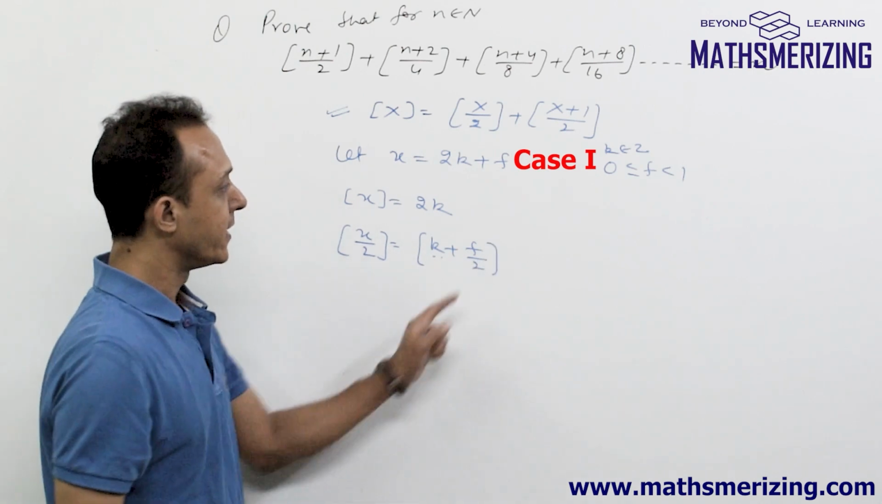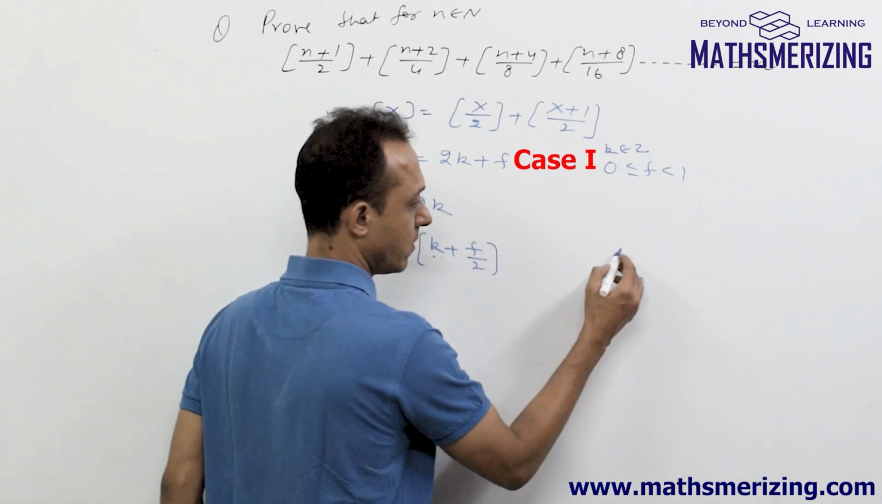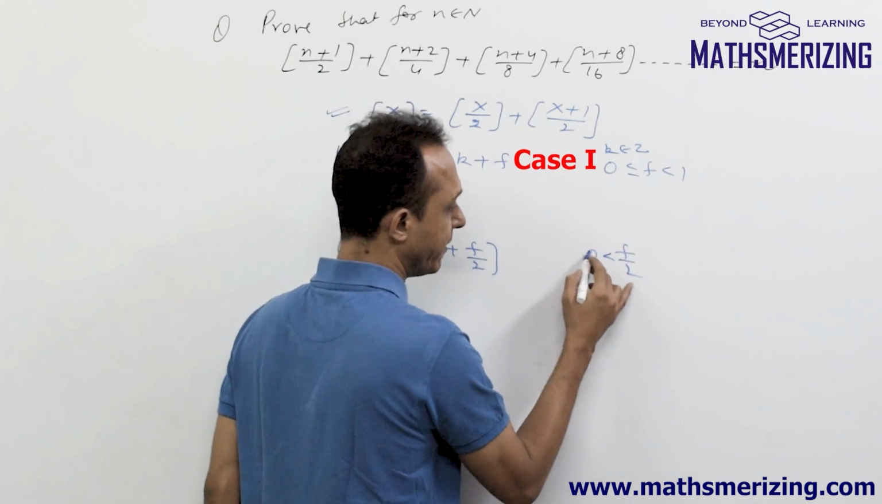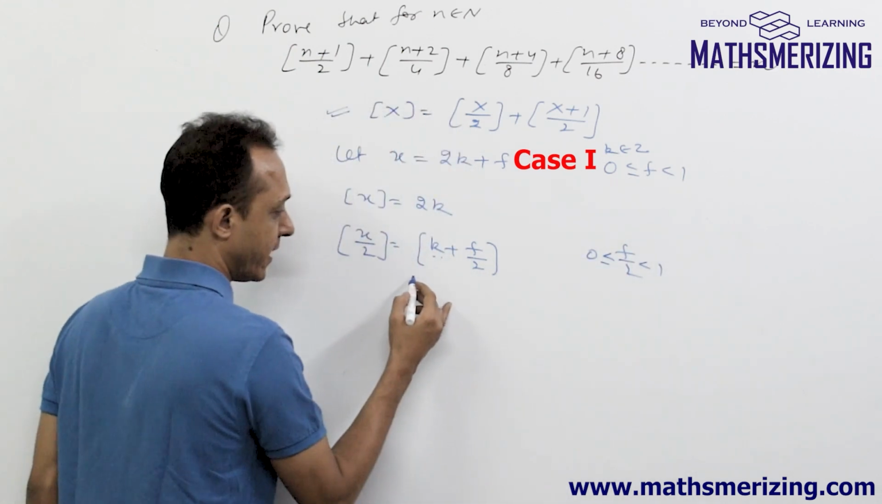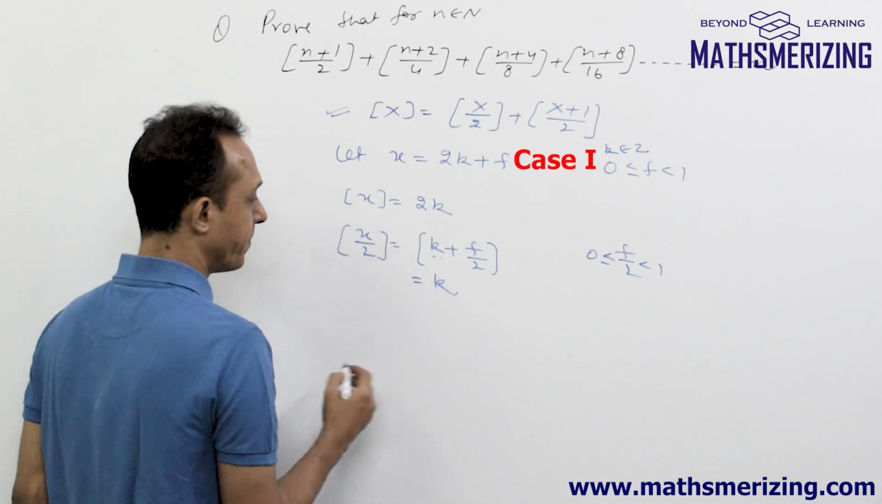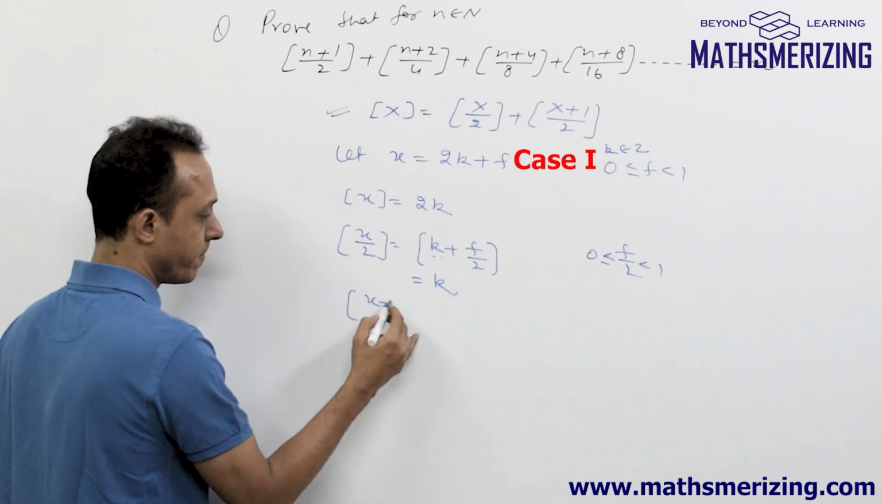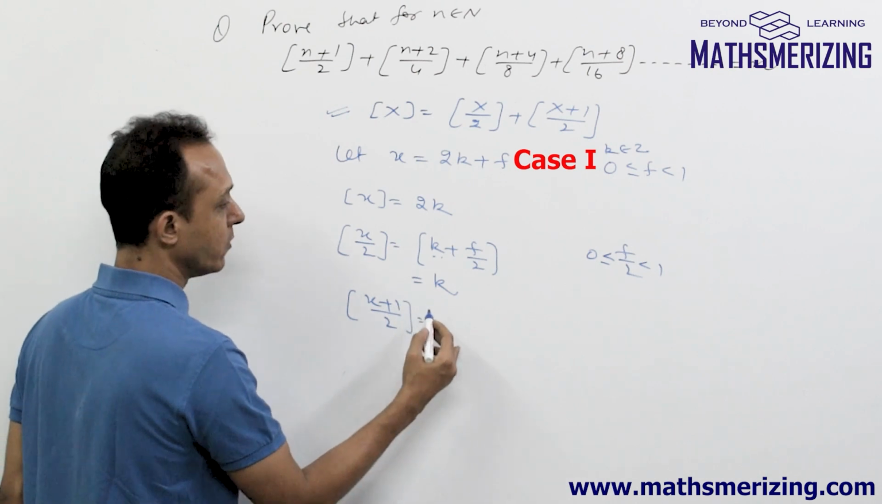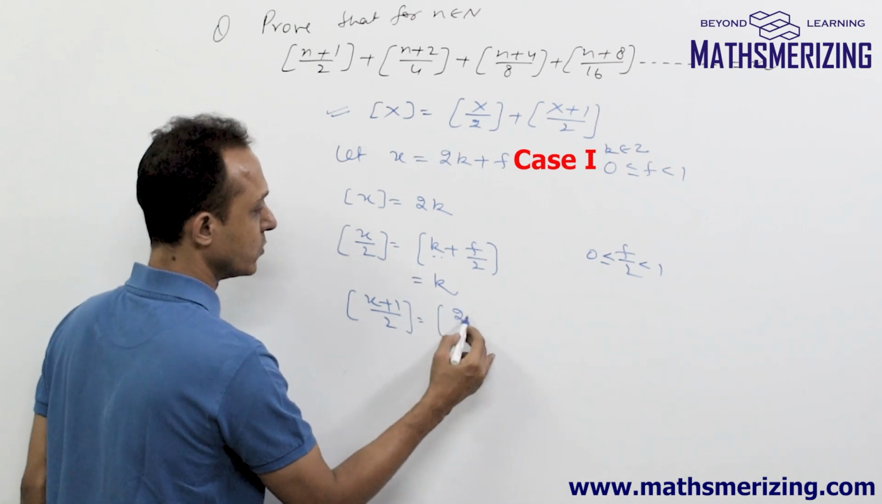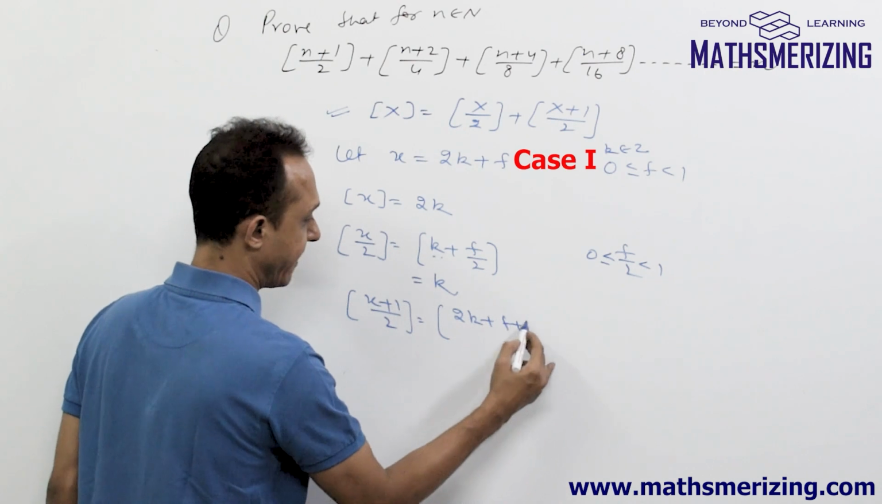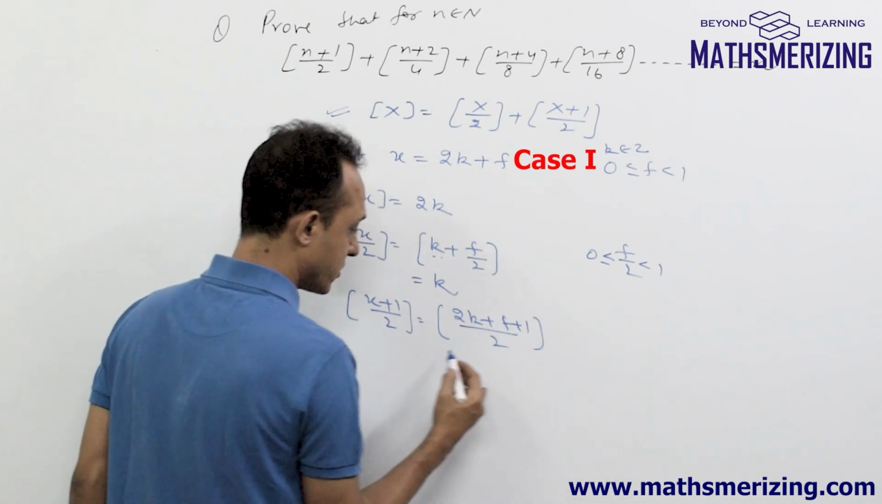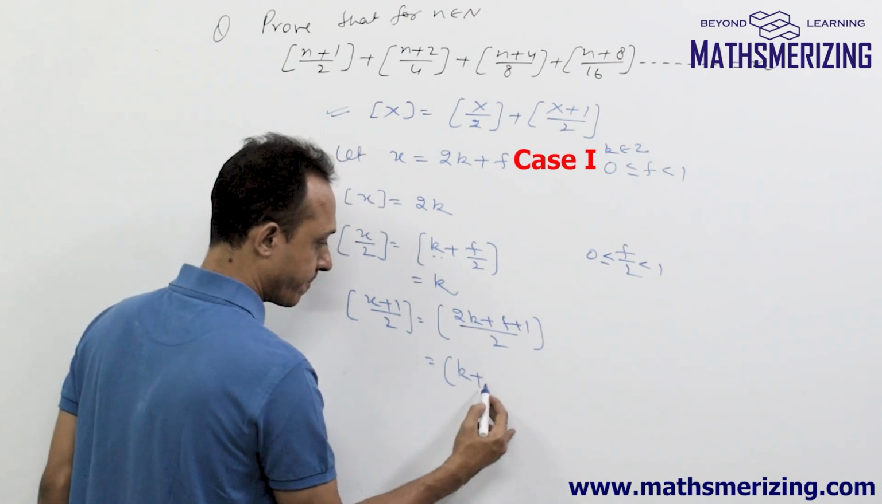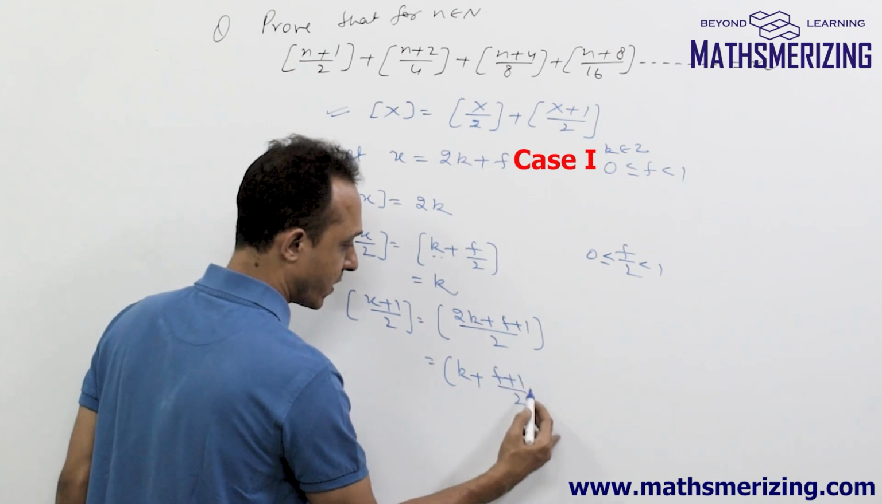Now k is an integer and this value f by 2 again will lie between 0 and 1. So its integral part will be simply k. Now what about x plus 1 by 2? For x plus 1 by 2, I can write it as 2k plus f plus 1, divided by 2. So I'll write it as k plus (f plus 1) by 2.